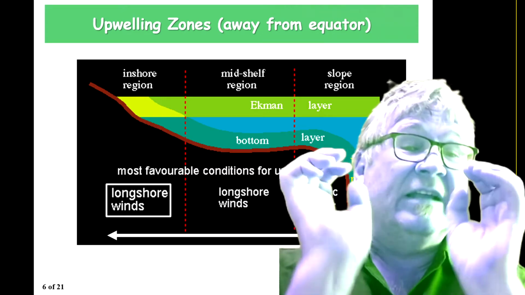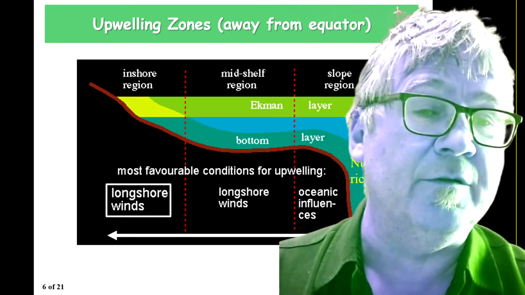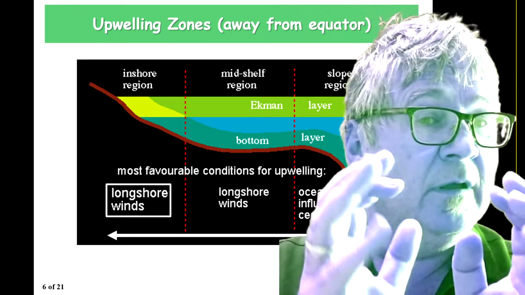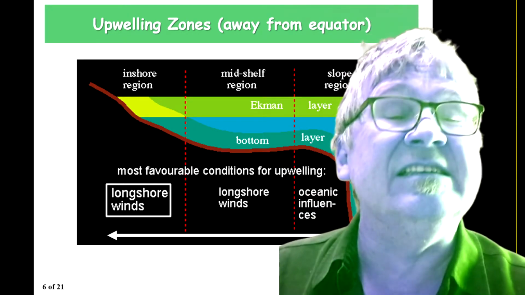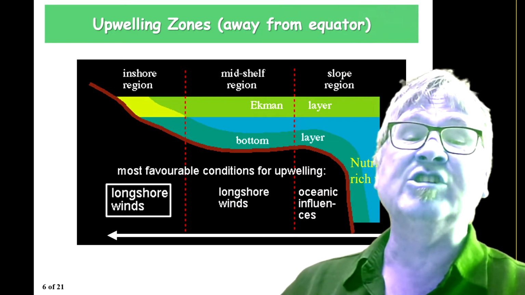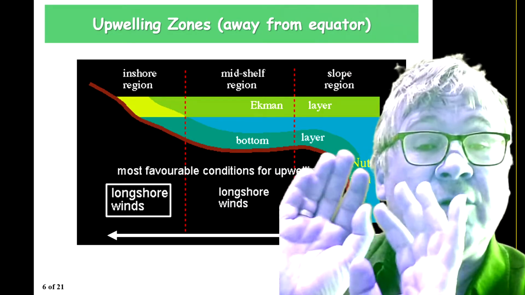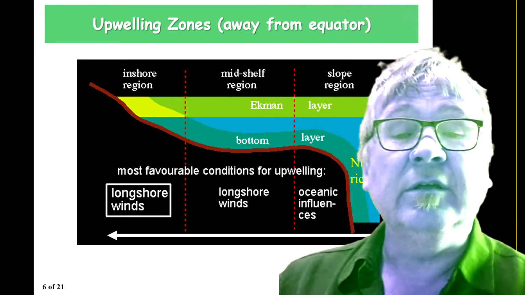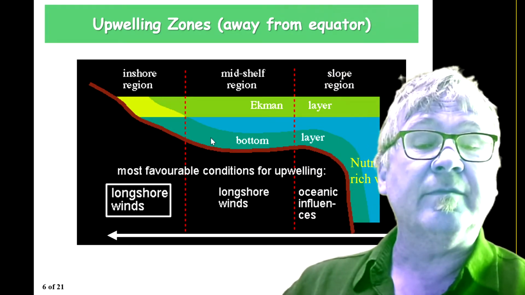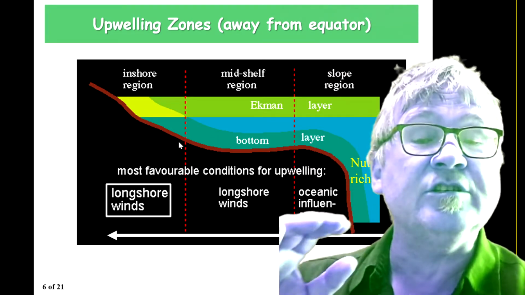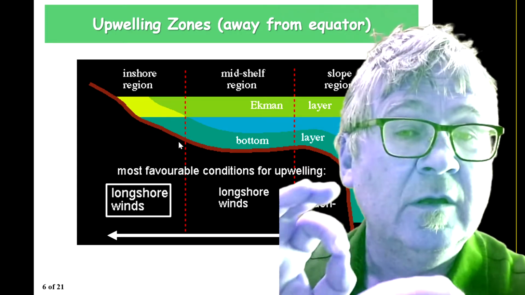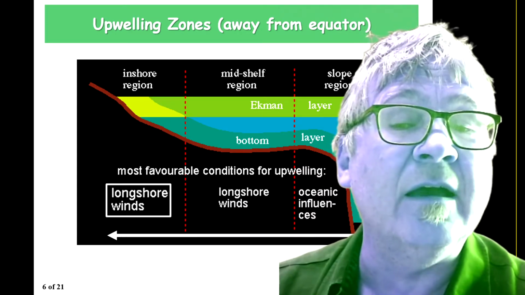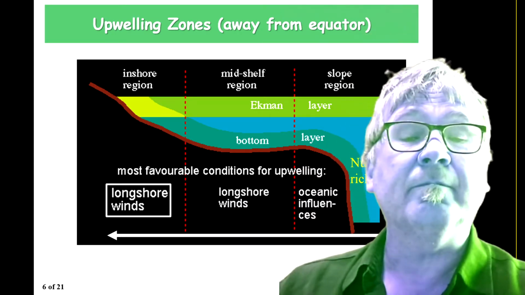Okay, so let's talk about different upwelling zones. First, let's look at different zones that exist on the continental shelf. In this sketch, you can see the continental shelf. You have an inshore region, okay? And the inshore region is actually the zone where the surface and bottom layer overlap.